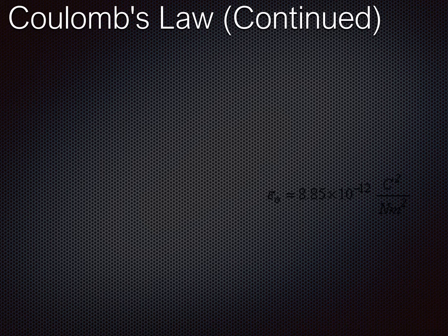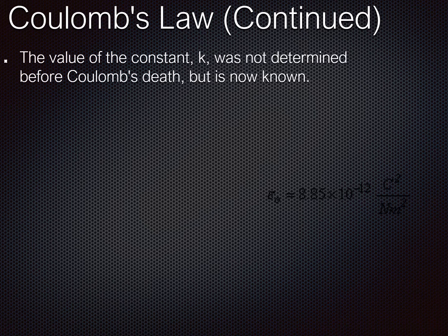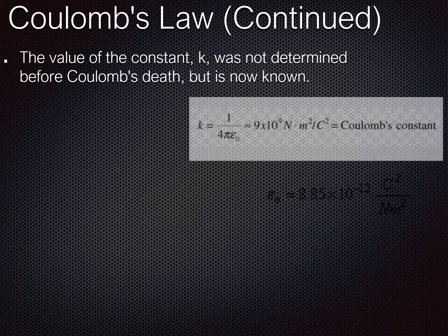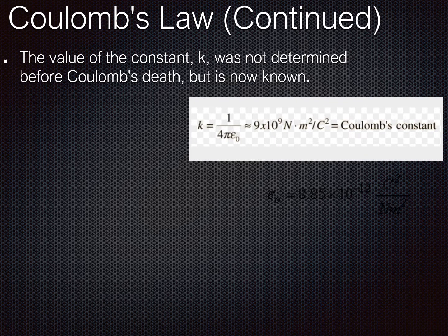Okay, so continuing on with Coulomb's law, we want to look at Coulomb's constant K. Now, unfortunately for Coulomb, he did not find the actual value of the constant before he died. But since then, through experimentation, we've been able to figure it out. And it's equal to 9 times 10 to the 9 newtons meters squared per coulomb squared. I know it's a really complicated unit, but don't worry. You're going to have those available on your formula sheet on the test, so don't freak out.